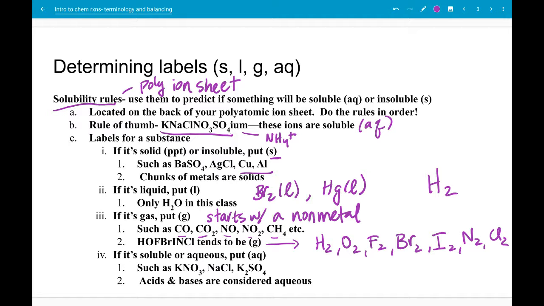And so I put some common ones: KNO3, NaCl, K2SO4. All of these actually, if you look at the solubility rules, by rule number 1 are soluble compounds and are labeled aqueous, and your acids and bases, particularly your strong ones, will be considered aqueous.